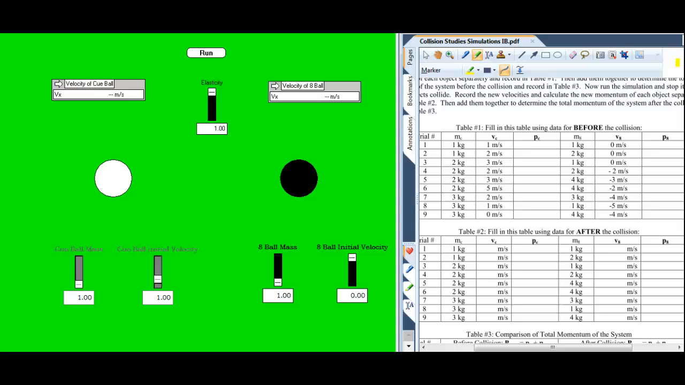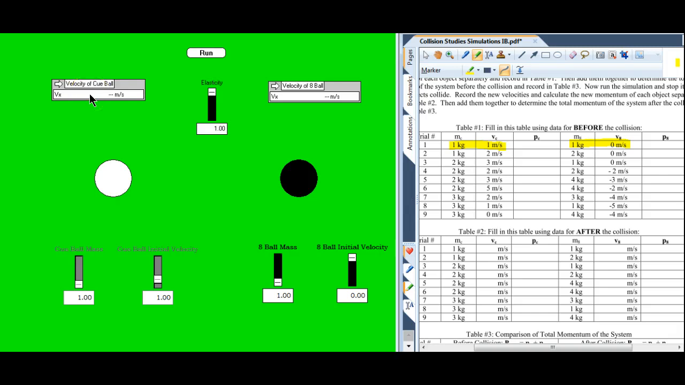Okay, I'm gonna run through the interactive physics simulation for collision studies to get you the data, since we're having trouble with the program. I'm gonna set the mass and velocity for the cue ball, and the mass and velocity for the eight ball for each trial. And then up here on the meters, you'll be able to see the new velocities after the collision.